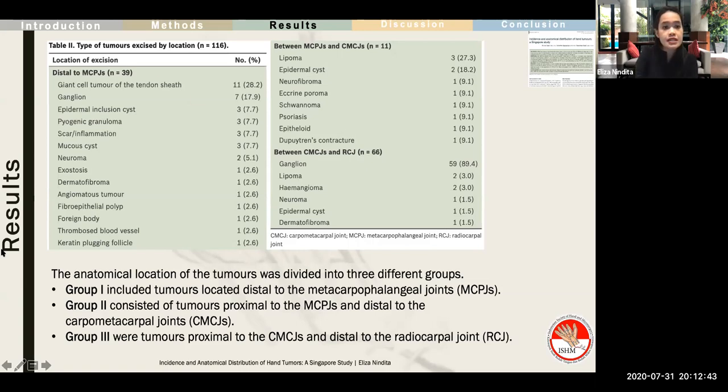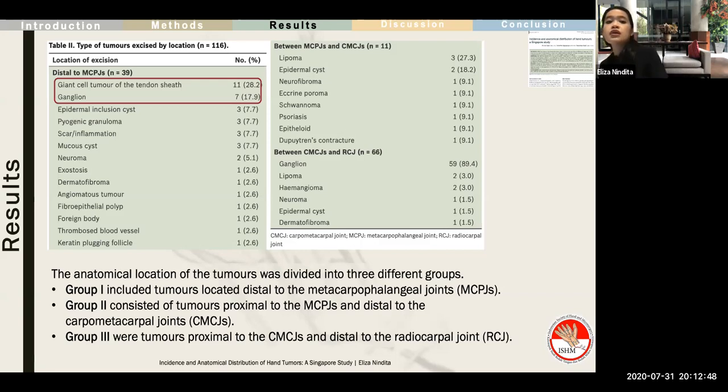And as we can see here, distal to the MCPJs, in total, 39 tumors were excised, and most of the tumors found were giant cell tumor of the tendon sheath, which is 28.2% of the patients. And the second one is the ganglion cyst, which consisted of 7 patients, which is 17.9%. And the others are just not so many cases.